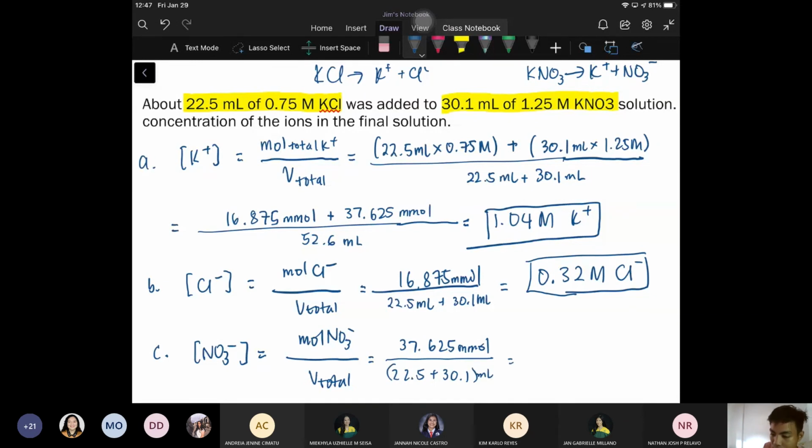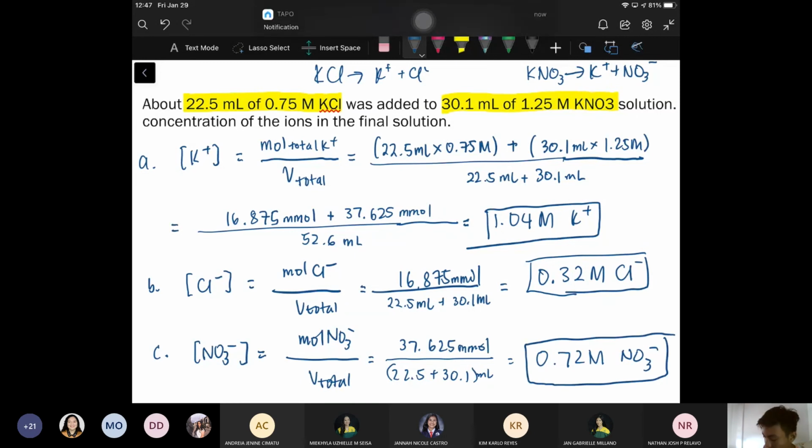Okay, so yan. Let me just solve this. 37,625. So, the final concentration of nitrate is 72 molar. So that's how we compute for the final concentration of our ions when we mix solutions.